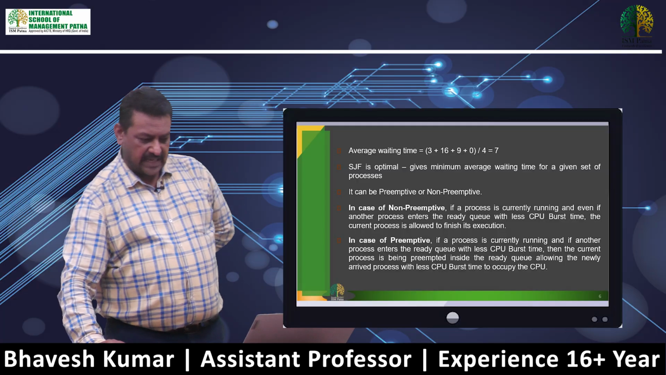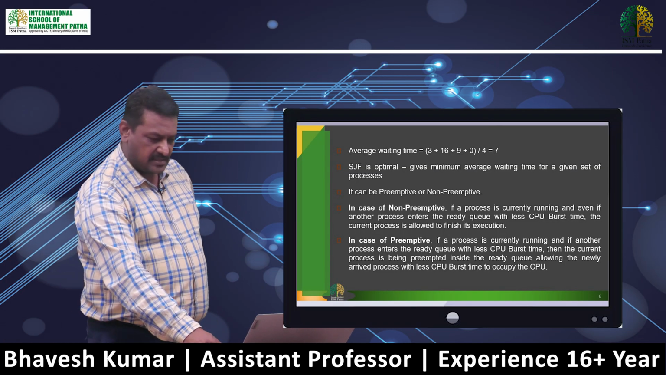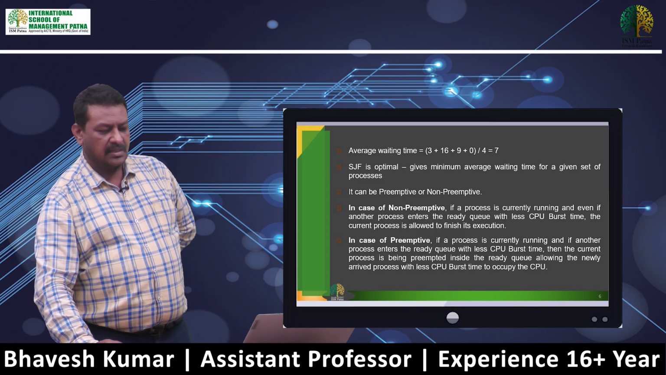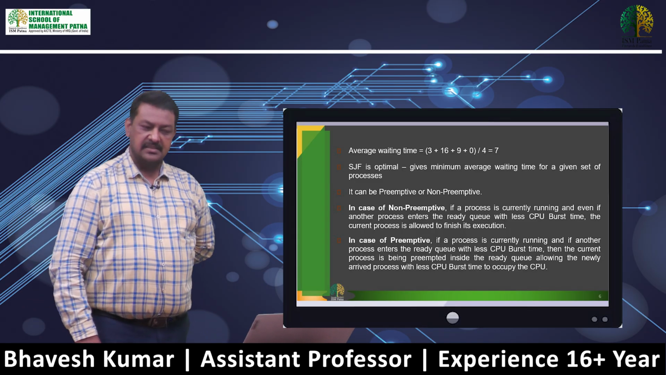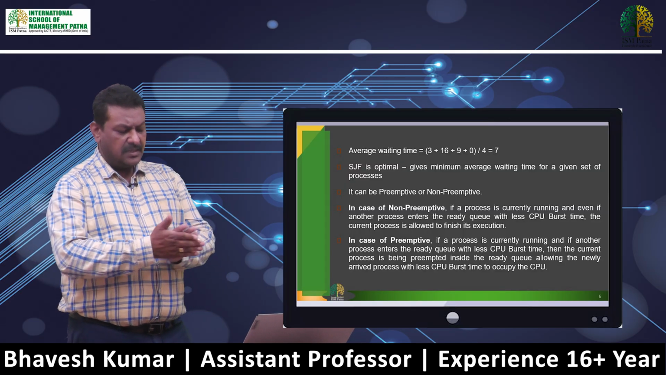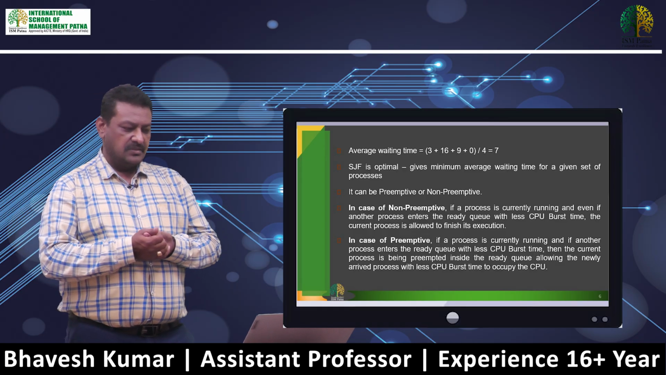Now I have just added all these waiting times. There were 4 processes altogether, so I have divided them by 4 and the average waiting time has come out as 7 milliseconds. Now, here there could be two situations.